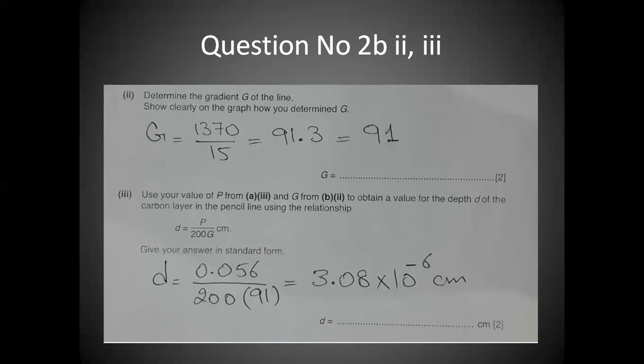Then the question is, use your value of the P from the A third part and the G from the B second part to obtain a value for the depth D of the carbon layer in the pencil line using the relationship. So D is equal to P divided by 200 G. So just put the values here. The P value is 0.056, and the 200 and the G value is 91. So when you do this calculation, the answer is 3.08 × 10^-6 centimeter. So hopefully you understand.